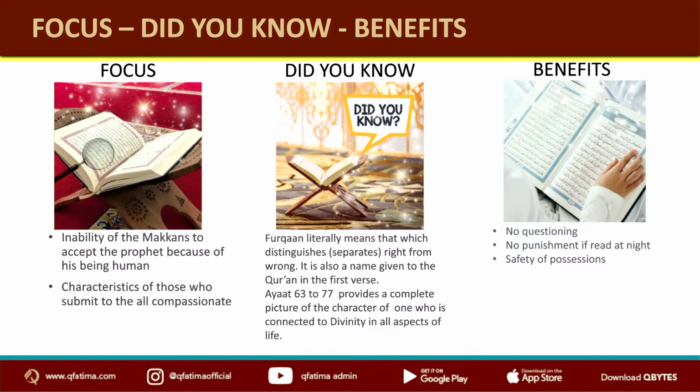It talks about the inability of the Makkans to accept the Prophet because of his being human, and you'll see why, and characteristics of those who are believers. So in other words, good and bad. Furqan distinguishes right from wrong.